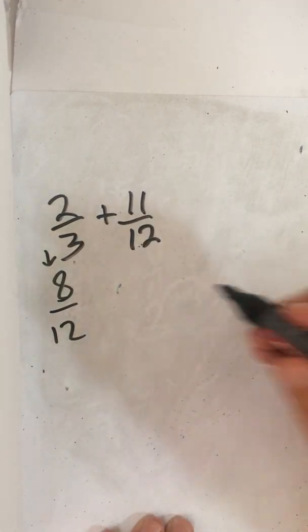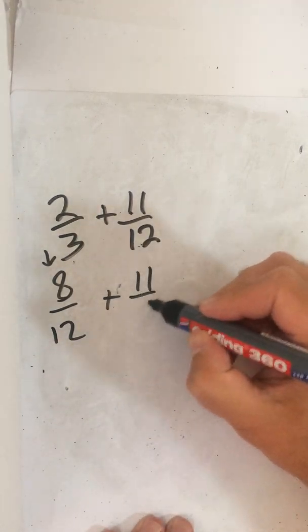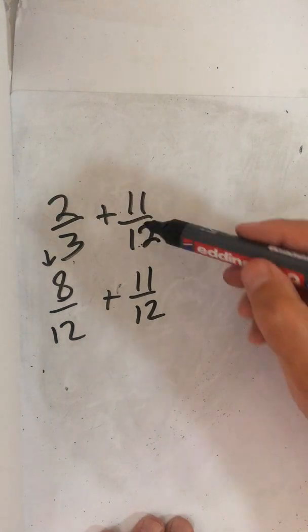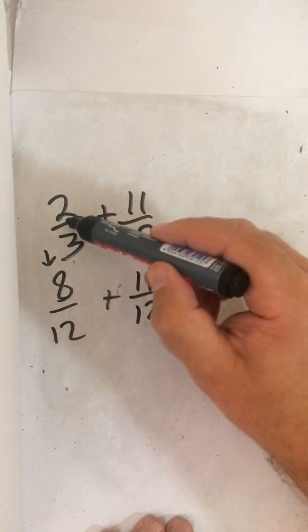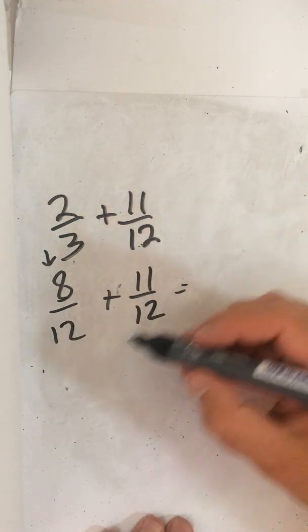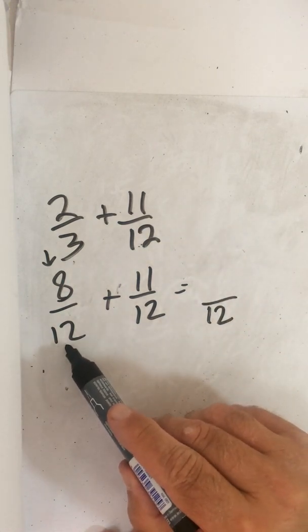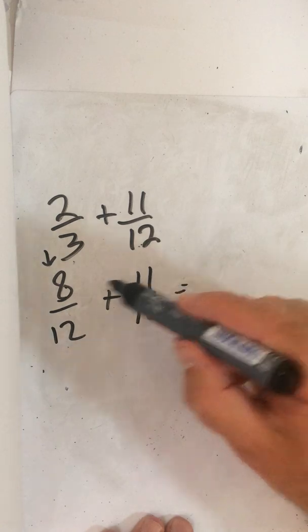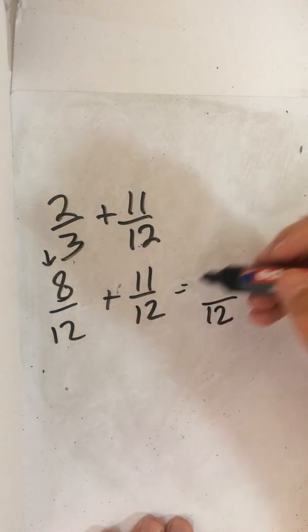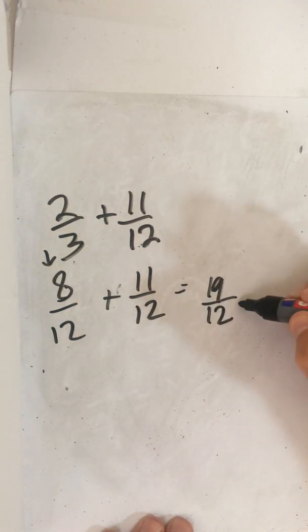Okay, I can rub that out now. Plus 11/12, because that stays the same. So I've just put these into equivalent fractions. Now I know my denominators will stay the same. And then I just add up my numerators along the top. So that would be 19/12.